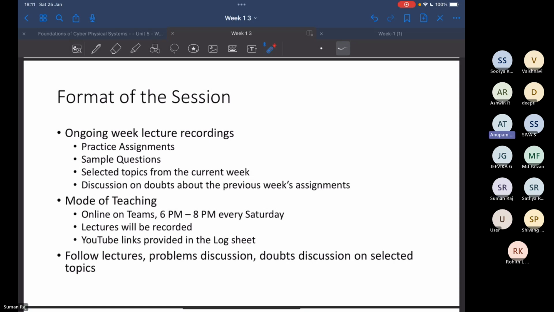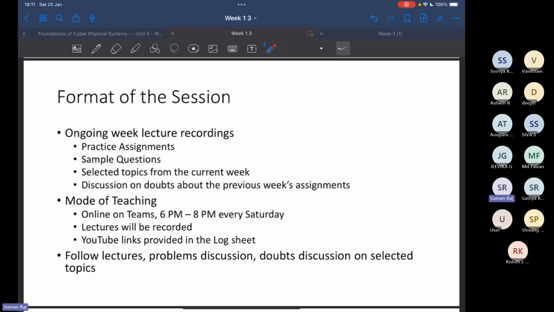Ma'am, we received two emails. One email said that the lecture is from 3 to 5, and the second email said that the lecture is from 6 to 8, which is happening now. So what will be the time for the next 12 weeks? 3 to 5 or 6 to 8?